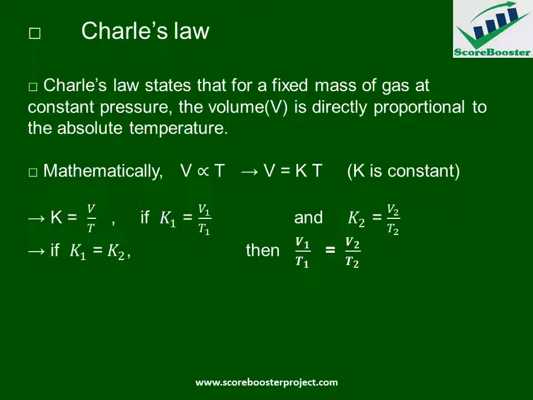Now, if we have more than one volume and one temperature, then we are going to have k1 and k2. Our k1, constant 1, will be volume 1 over temperature 1, while our k2 will be volume 2 over temperature 2. That is k2 equals V2 over T2. Now, if k1 equals k2, then V1 over T1 will be equal to V2 over T2.